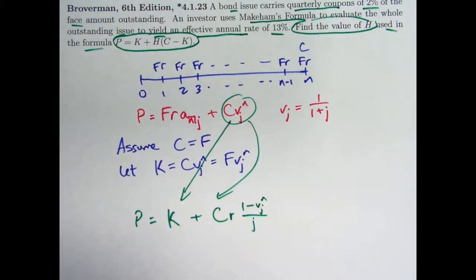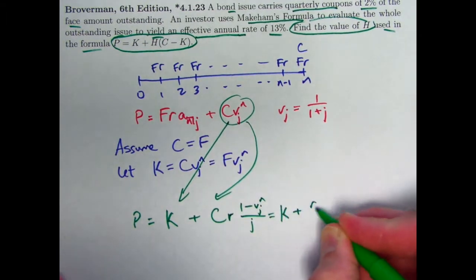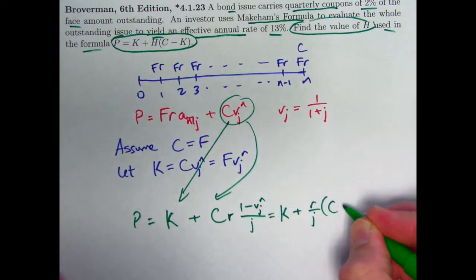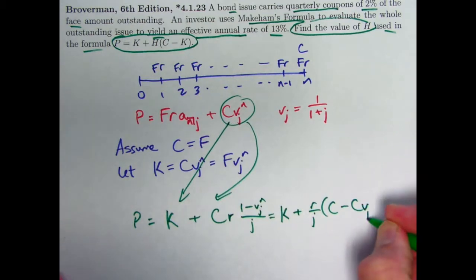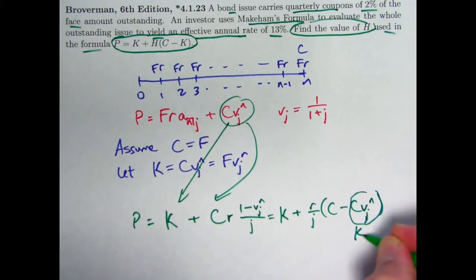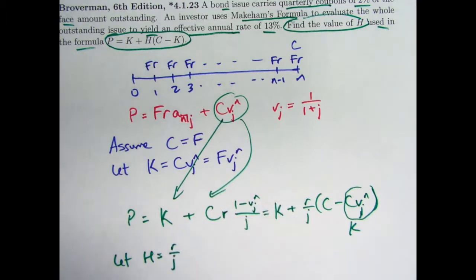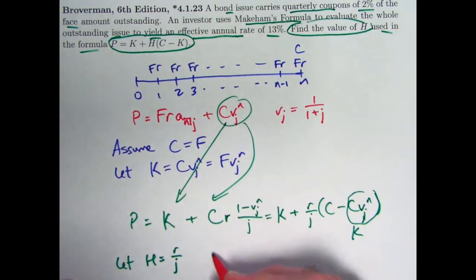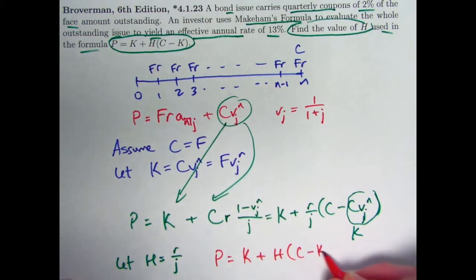Let's see. It's going to turn out that this H is going to be R over J. Let me rewrite this as K plus R over J. Let me multiply the C through the parentheses to get C times 1 minus C times V to the N. And there we go, that's K again. And if I let H equal R over J, then I get the final formula that you see right here. P is K plus H times C minus K.